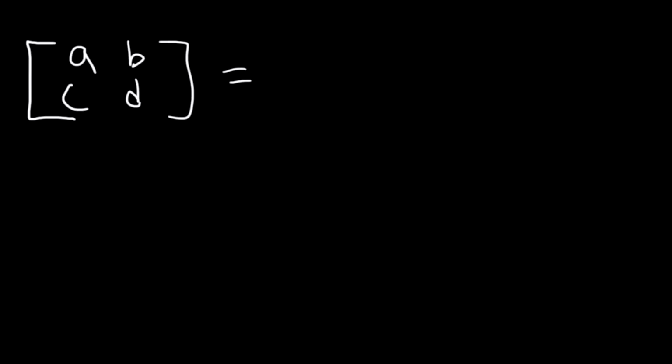In this video, we're going to focus on finding the determinant of a 2x2 matrix and also of a 3x3 matrix. So let's start with the basics, the 2x2 matrix. Let's say this is A, C, B, and D. So it's going to be equal to A times D minus B times C. That's how you can find the determinant of a 2x2 matrix.